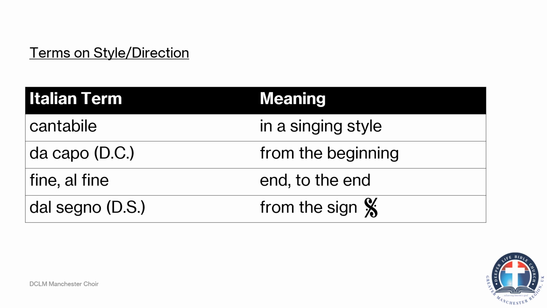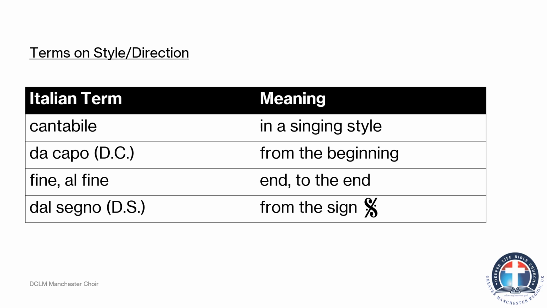Then you have dal segno. DS is represented as DS, dal segno. It means from the sign. Unfortunately I didn't put the sign there, apologies. I'll look for how to, but you can just Google it online and you get it. So it is from the sign. That is called a segno sign. So from that sign, when you see DS in the piece of music, start going.